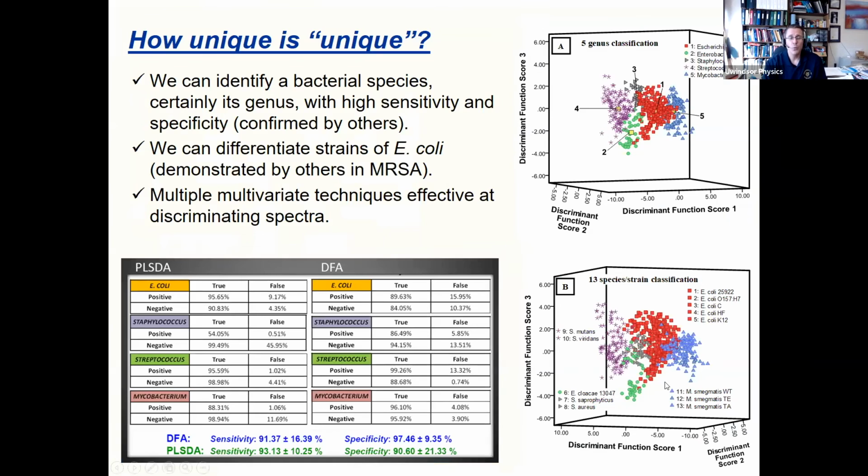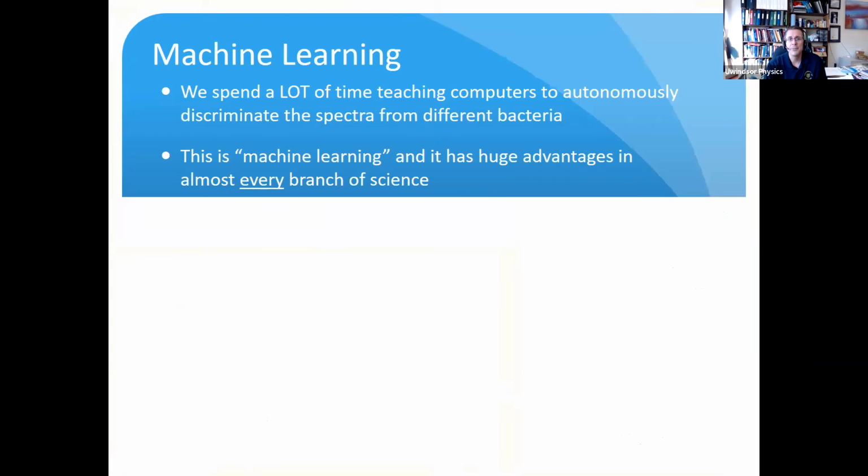How unique is it? Well, my initial test gave really good ability to discriminate E. coli from staph, from strep, from mycobacterium, which is kind of a surrogate for tuberculosis, with greater than 90% accuracy. It's pretty good. Other people have shown that you can discriminate antibiotic resistant strains. We've shown you can do strain classification. It works pretty well in the idealized environment. Moving into the clinical environment has been very, very hard for me.